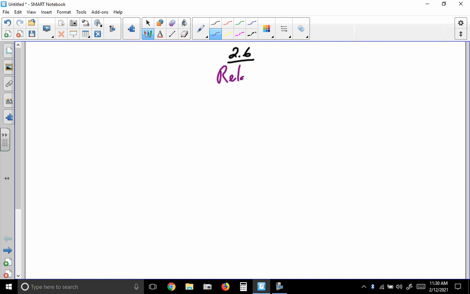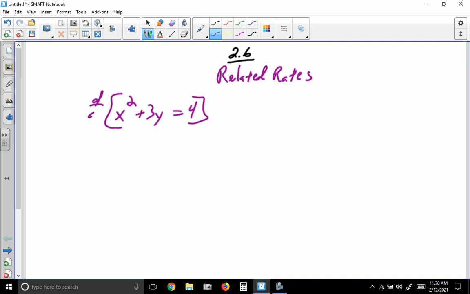2.6, we're looking at a topic called related rates. In the last section, we looked at doing implicit differentiation, where we took derivatives of variables that may or may not be with respect to what we're taking with. For example, if we have x squared plus 3y equals 4, if we take the derivative of that with respect to x, we have a mixture of variables in here.